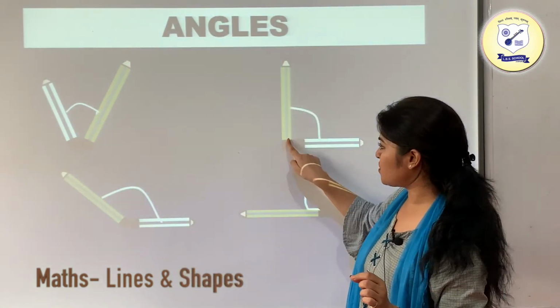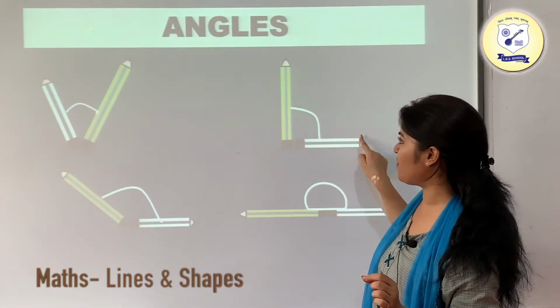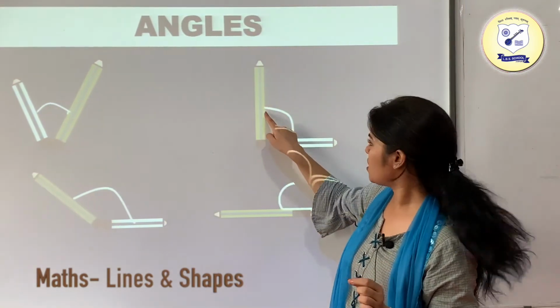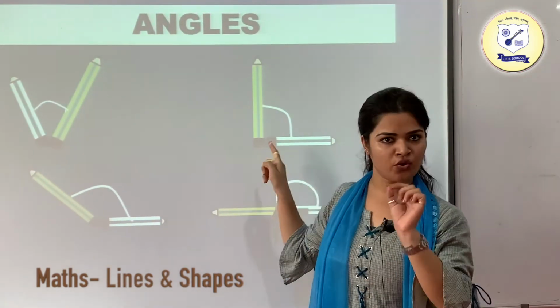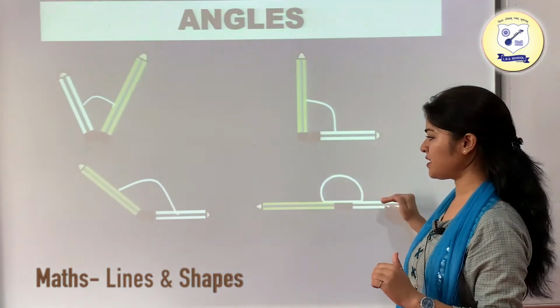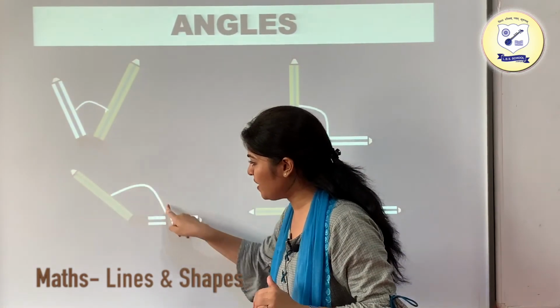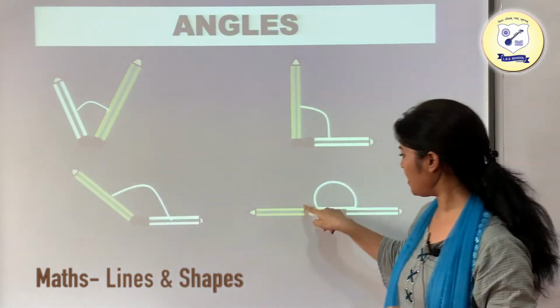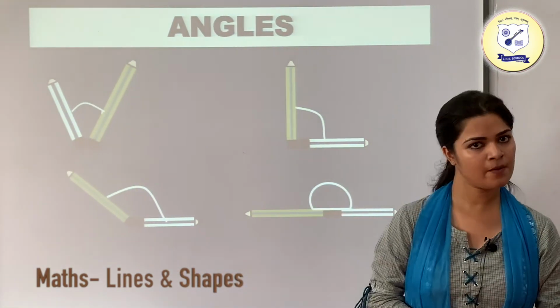Similarly, we have this first ray and this second ray, and they are meeting at this point, so the distance between these 2 is going to be your angle. Similarly, we have this angle and this angle. So the distance between these 2 rays is your angle. Similarly, the distance between these 2 rays is your angle.